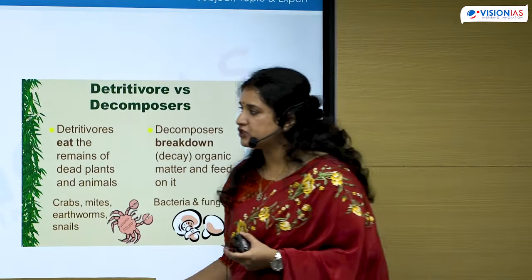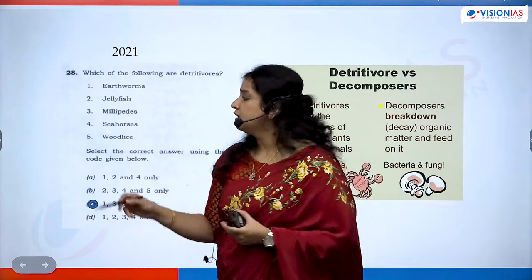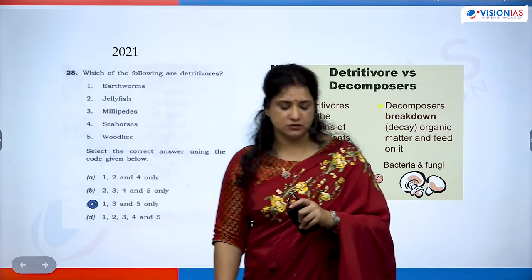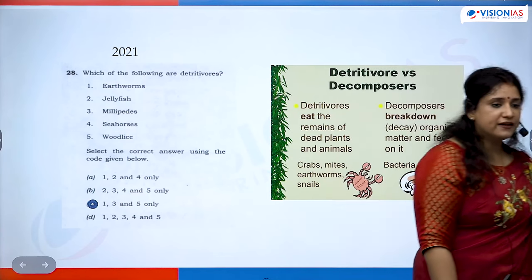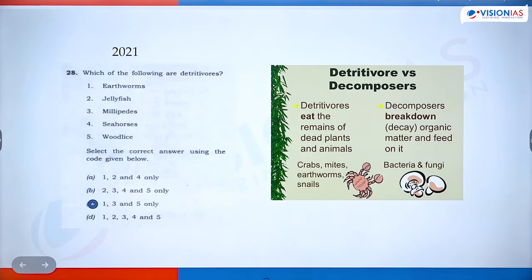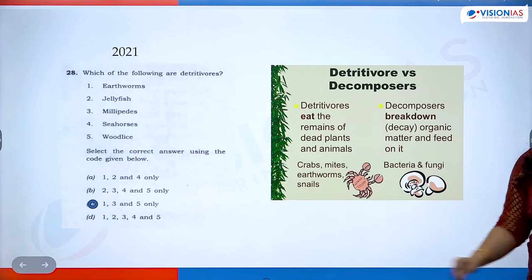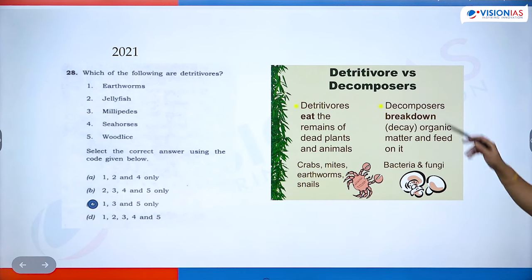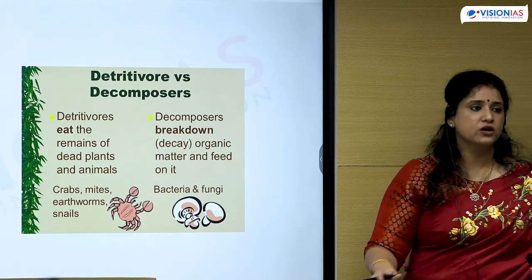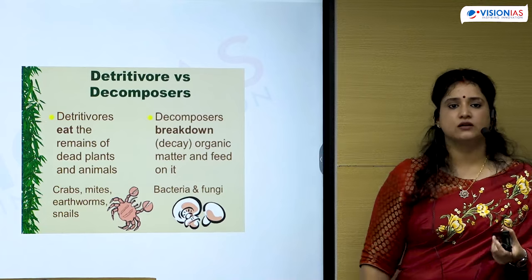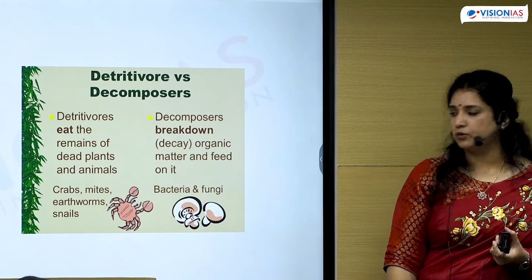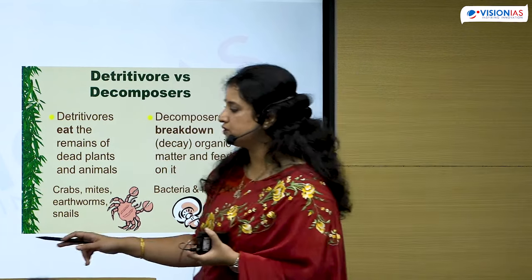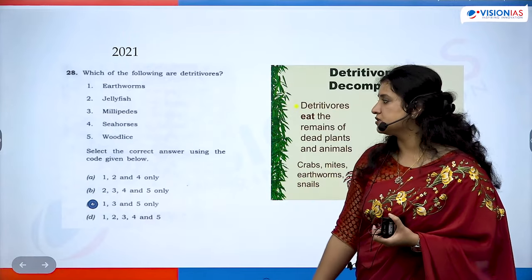Chalo, another basic question. Again, eating habit. Which of the following are detritivores? What are detritivores? How are they different from decomposers? Detritivores directly eat dead plants and animals, and decomposers first break them down into nutrients and then consume the nutrients. This is the difference between detritivores and decomposers. So the question is asking you which of these are detritivores.